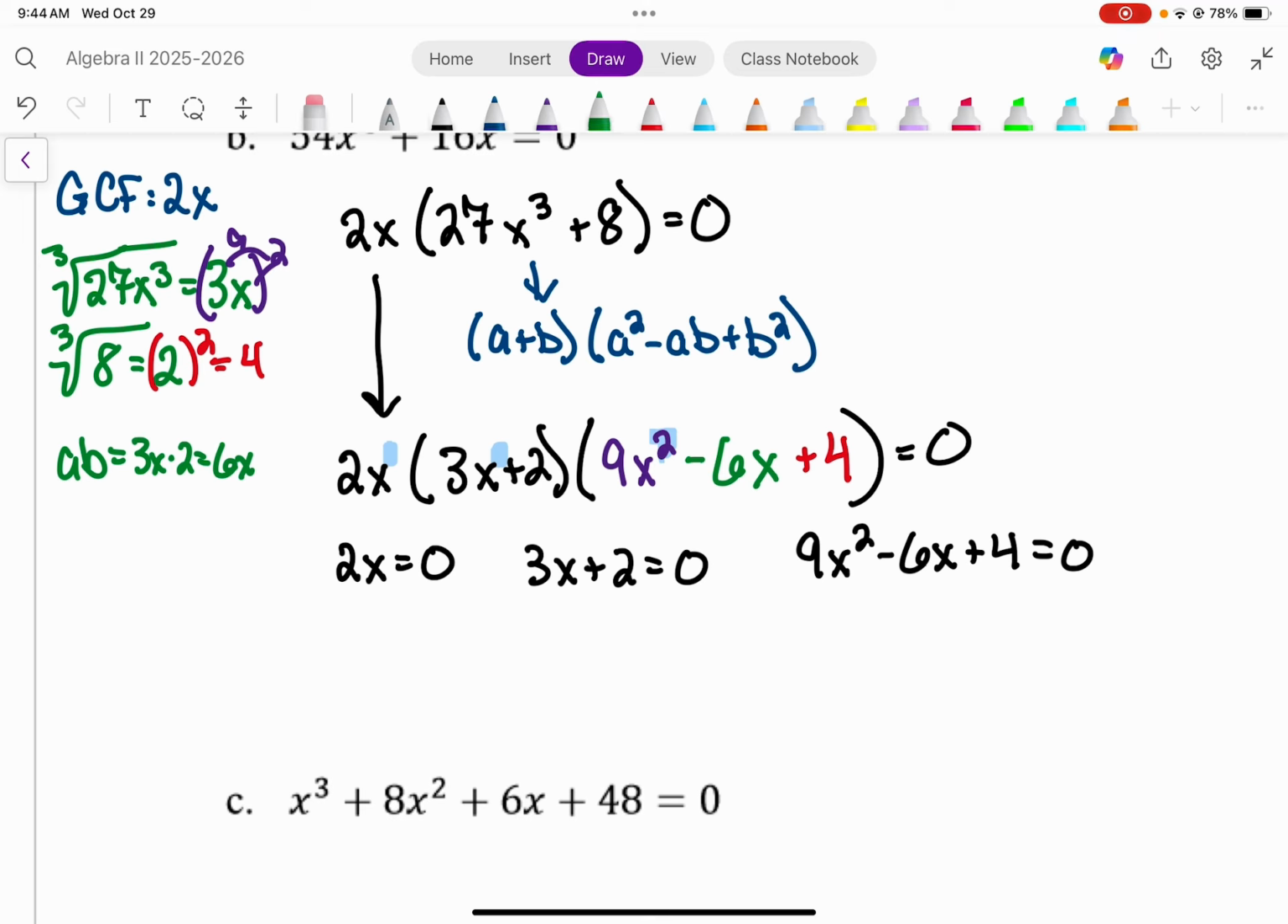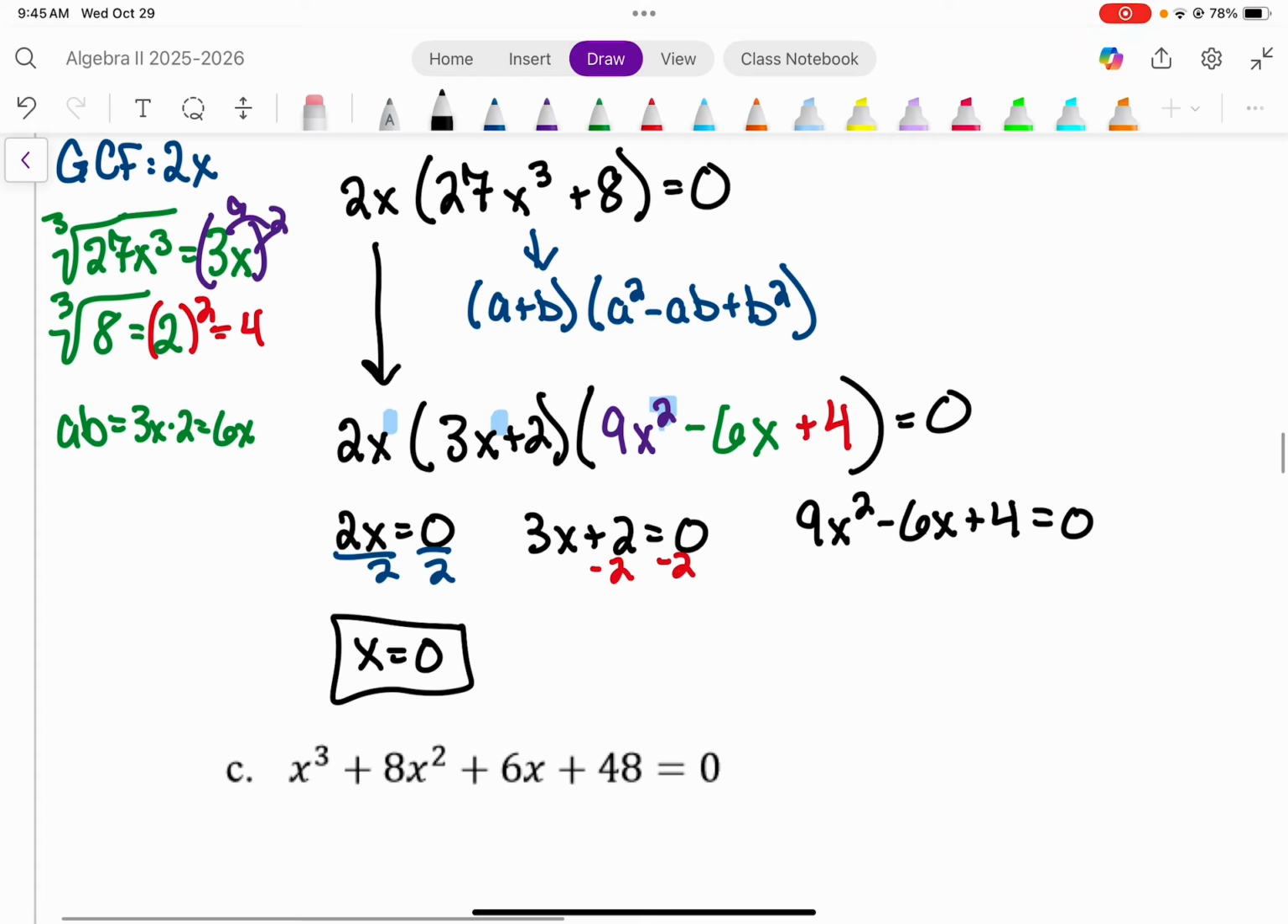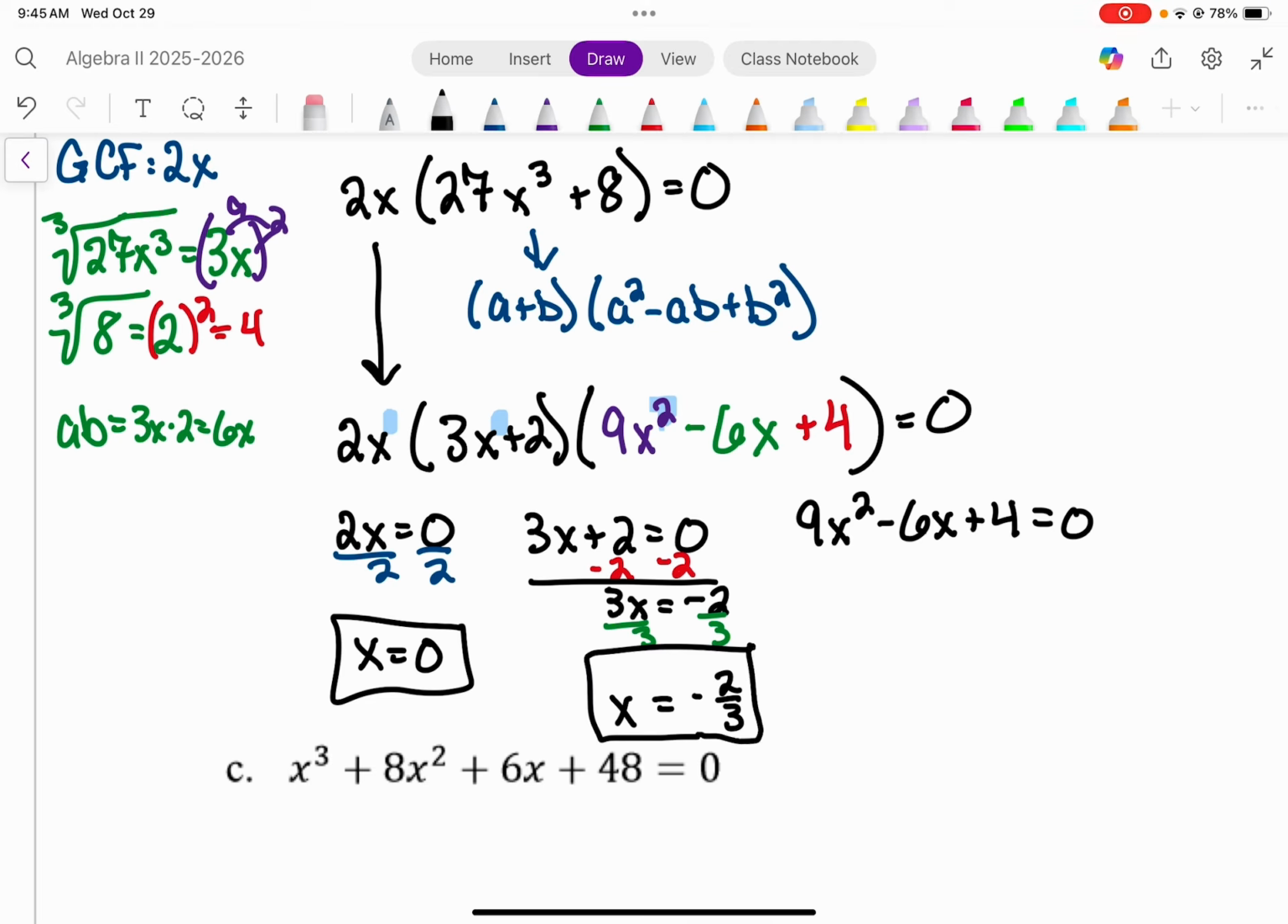So our first one over here, we'll just divide by 2. That gives us our answer of x equals 0. That's one answer. Then our second one, we have to subtract 2 on both sides. Then we have 3x equals negative 2, and then we divide by 3. Leaving us with x equals negative 2 over 3. Fractions are numbers, so they can be solutions.